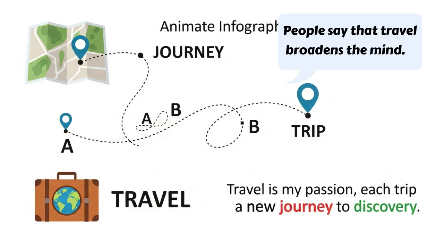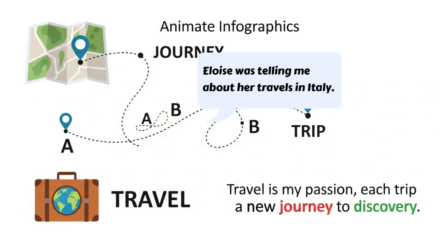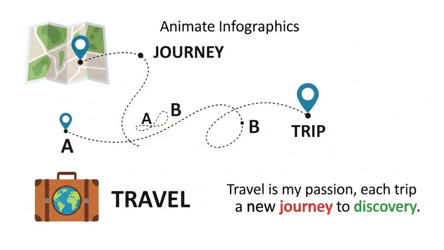It can also be used in the plural to imply a variety of places and experiences. For example, Lois was telling me about her travels in Italy. We can't say her travel in the singular here. You'll also hear travel used in many compound nouns like travel insurance or travel sickness. Let's move on to journey.